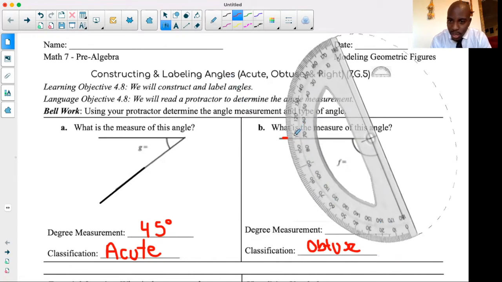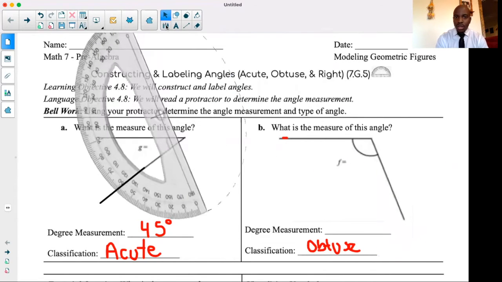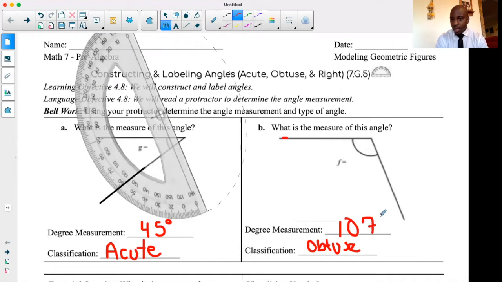And it's not quite at 110, but it's beyond 105. So 105, 107. So it looks about 107 degrees. So that is what I would put here. I'll put 107 degrees, which, as we all know, is still an obtuse angle. Okay, so that's 107 degrees is what I'm going to write there.